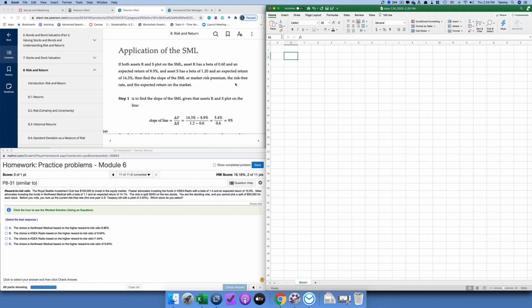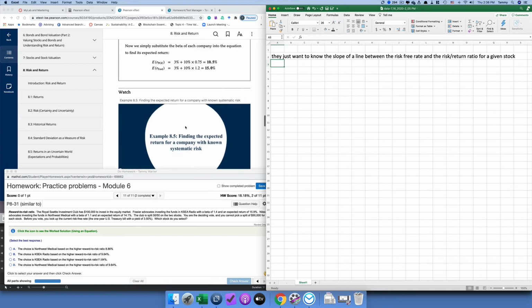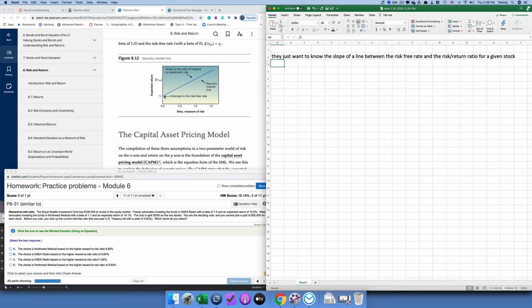Now, in order to solve this one out, I want to look again at the book. So if we go back to the graphic of the securities market line, the intercept of the line is the risk-free rate with a beta of 0. And the slope of this line is the ratio of the reward to risk. So again, what we're looking for here is just the slope of a line, where beta is the denominator and the return is the difference from the risk-free rate. Here, I'll write it down.